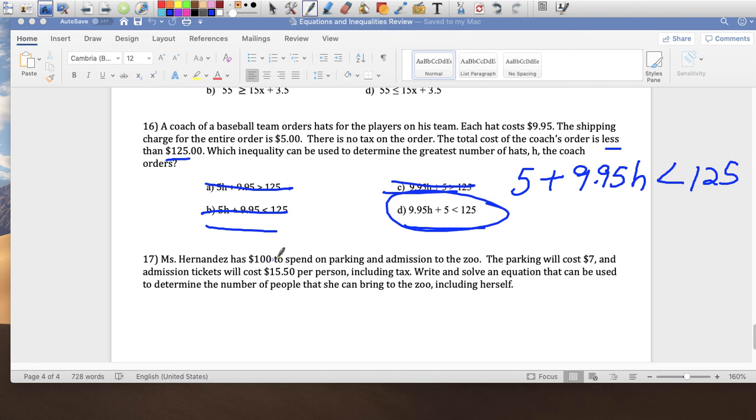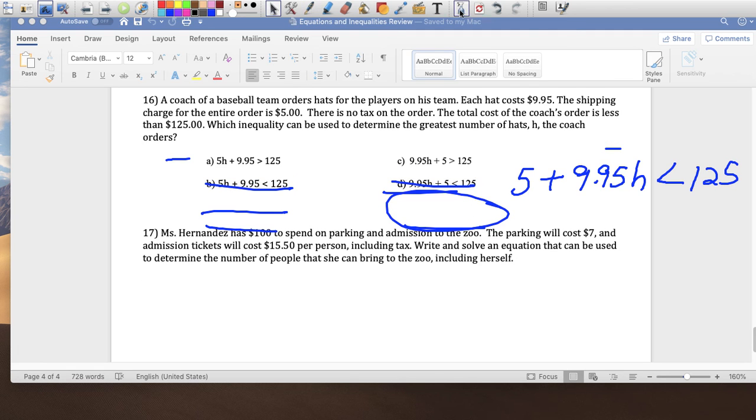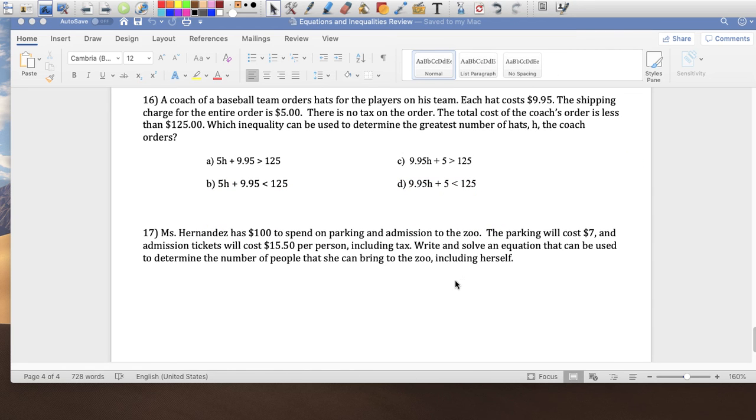Miss Hernandez has $100 to spend on parking. The parking will cost $7 and tickets will cost $15.50, including tax. Write an equation to see how many people she can bring to the zoo. Well, equation, so please make sure you have an equal sign. What do I know for sure that I'm going to pay? Well, $7 for the parking plus $15.50 per person. And all that has to equal 100. Right? Because that's an equation.